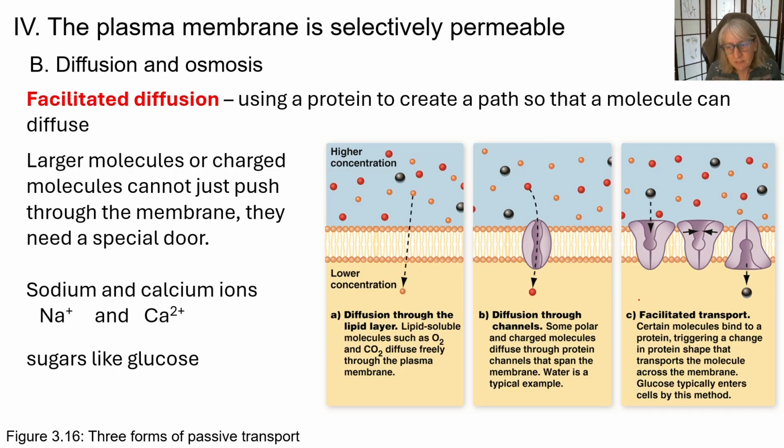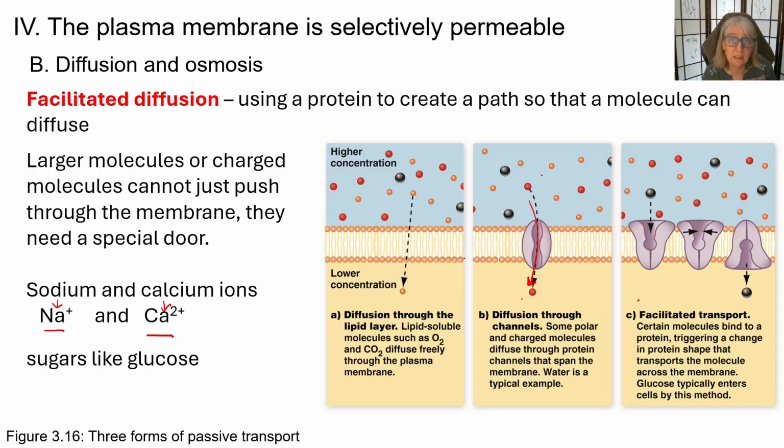Channels and facilitated transport can move things like sodium or calcium ions. Sodium is Na, and calcium ions is Ca. These are charged particles. They cannot move through the membrane itself. But if I make a little ion channel for them, they can pass freely down from a high to a low concentration.